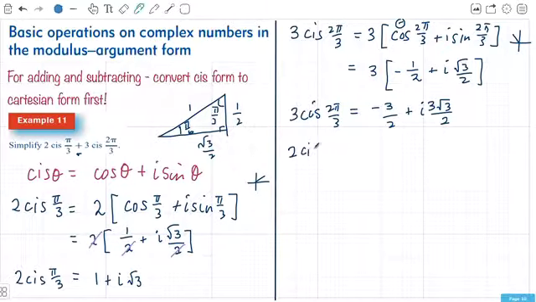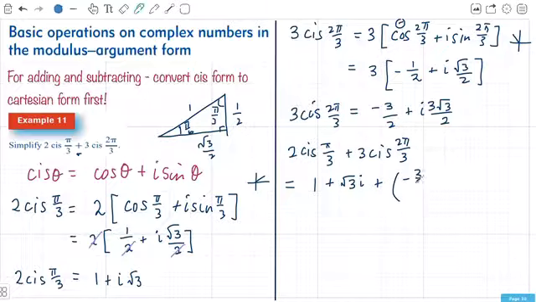So 2 cis of pi on 3 plus 3 cis 2 pi on 3 equals the first one written in Cartesian form. I'm actually going to put the i second now, just because we've worked with it that way in Cartesian form. Plus, I'm going to add all of this as well, 3 root 3 on 2 i. So if we add all of those together, what you're going to find is that here with 1 minus 1.5, you're going to end up with minus a half.